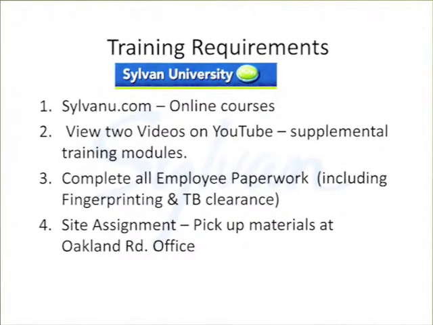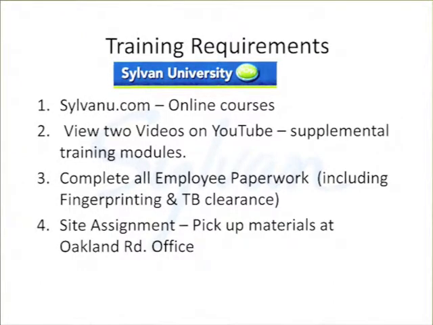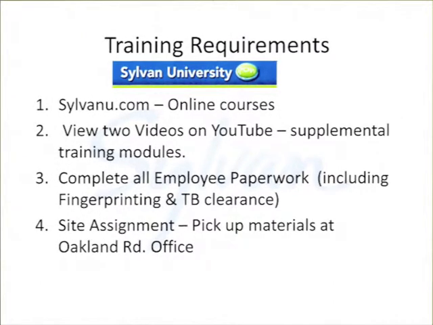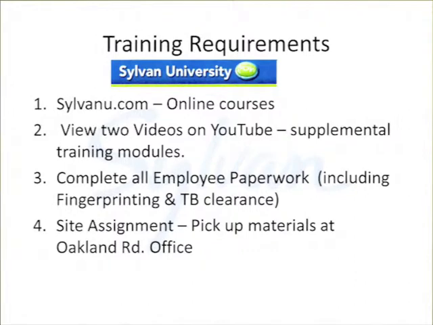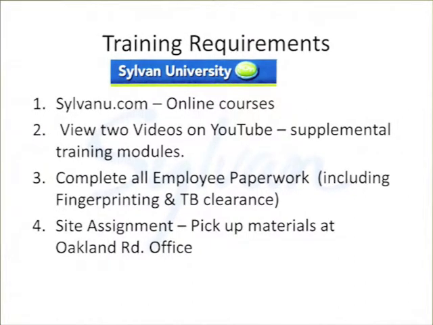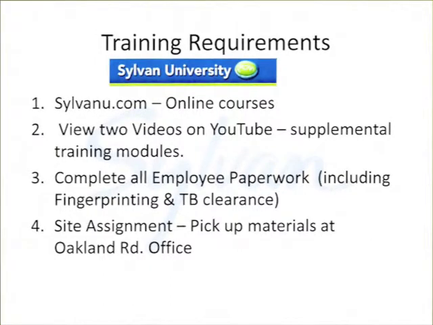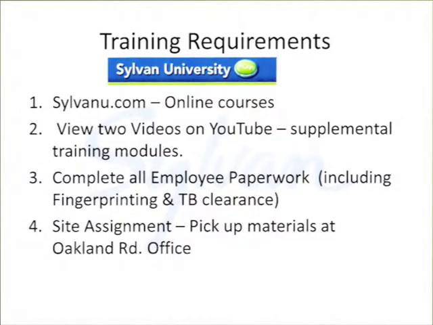The second step in your training is you must watch this video and a second video on YouTube. These are also part of your online training, and you will need to verify that you have completed them. The third step is completing the employee packet, which was also sent to you via email. You will need to turn in this completed packet at the Oakland Road office. Remember that you need to complete your fingerprinting and your TB clearance as well.